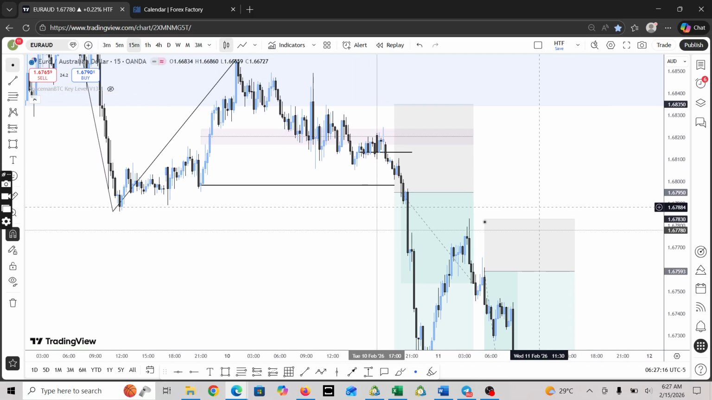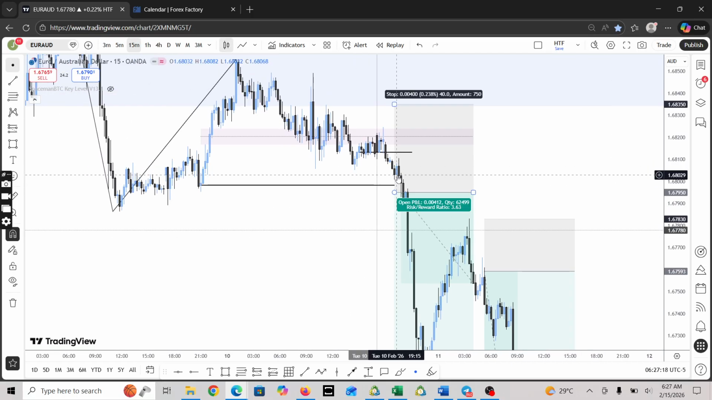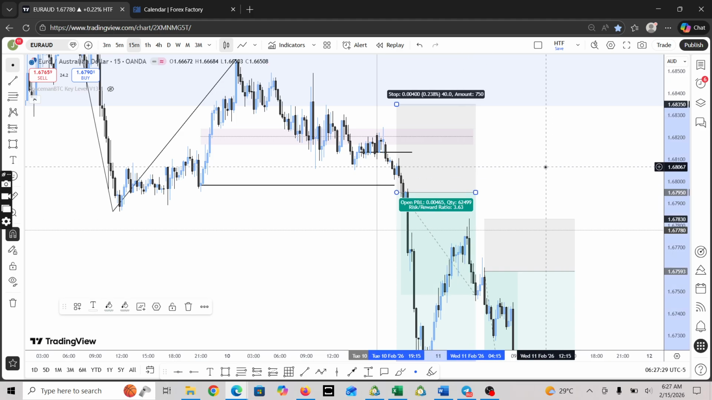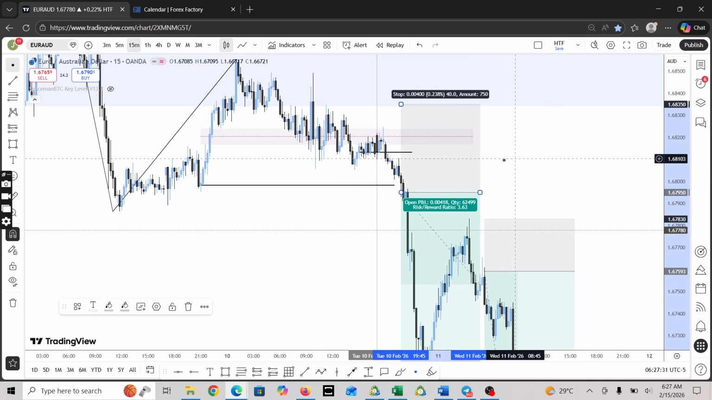So this is the M15. See how price trades up and then comes back to close, right? That's where I took the trade here on this candle. That's where I took the trade. And then I had my stop loss above this candle.